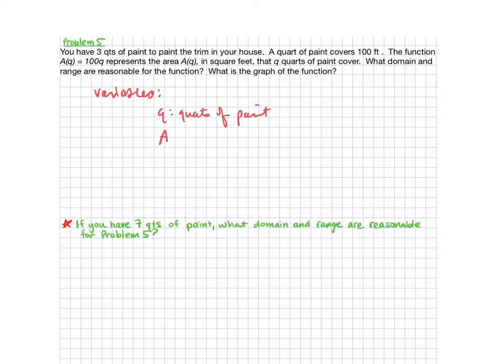And then A is area painted. So we do need to figure out which one is independent versus dependent. Quarts of paint is going to be our independent variable, because the area painted is dependent on the number of quarts of paint we have. So this is my dependent. So this is my X and this is my Y.